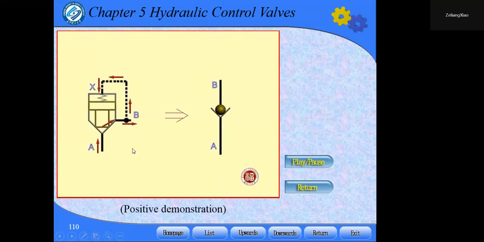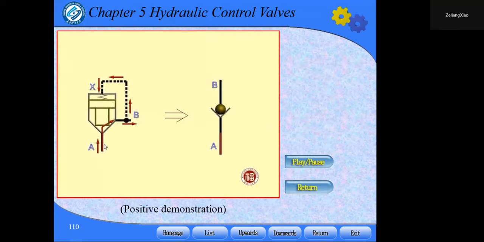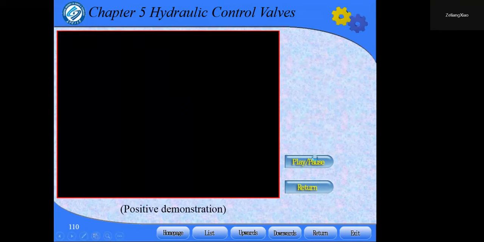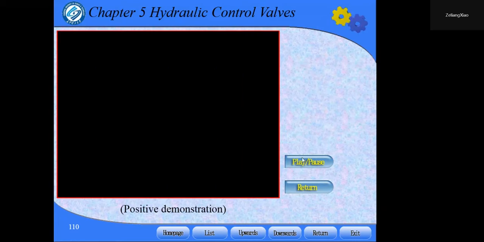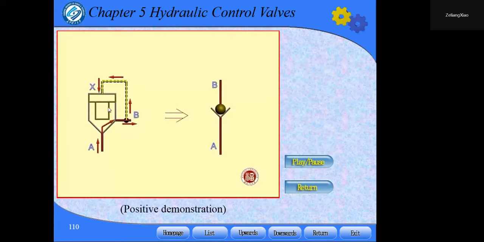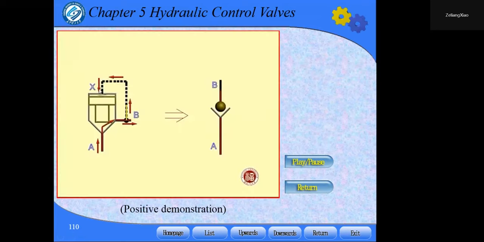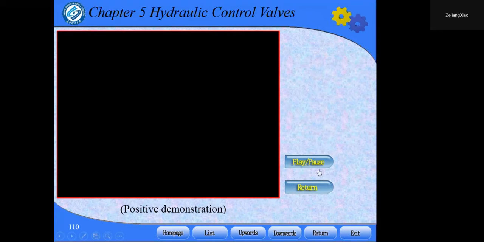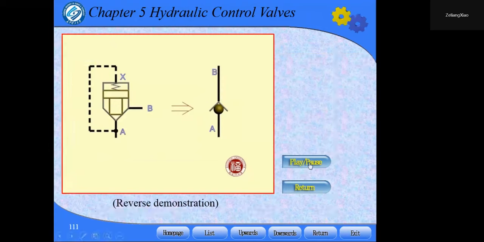The oil goes through the port A and then through the port B, then going to the port X. Basically going to the port A, the piston and the spring go ahead. It's reverse demonstrate.